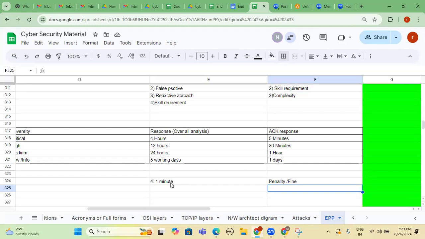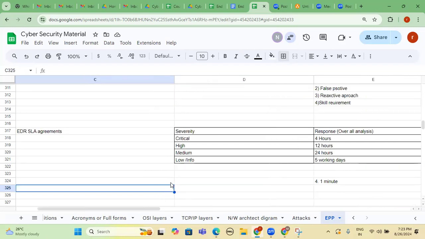Okay. So that's why, whenever you are working on any security incident, please make sure that you complete everything within the time.